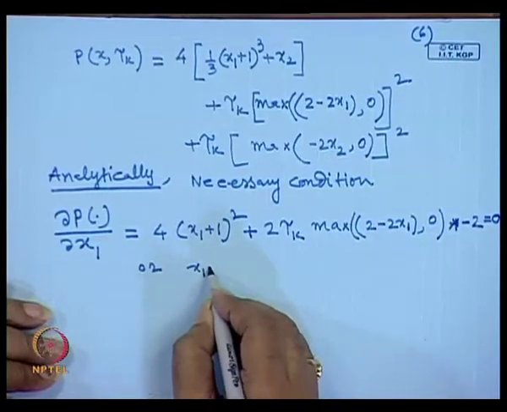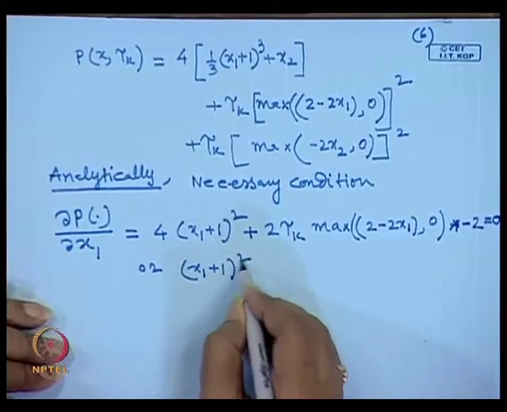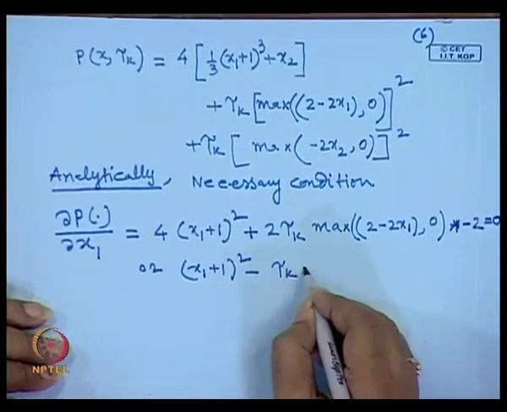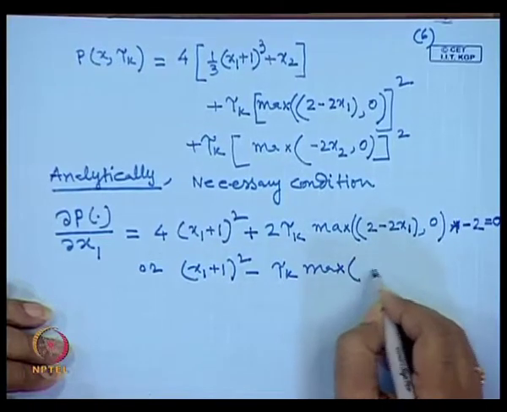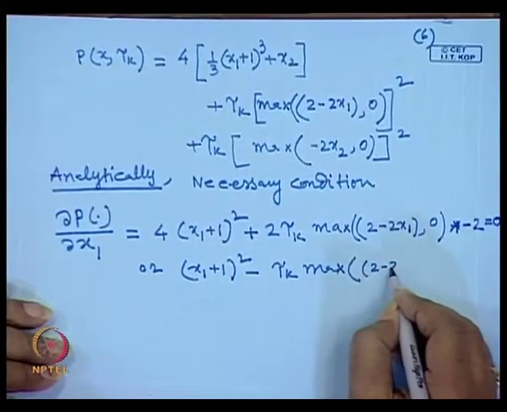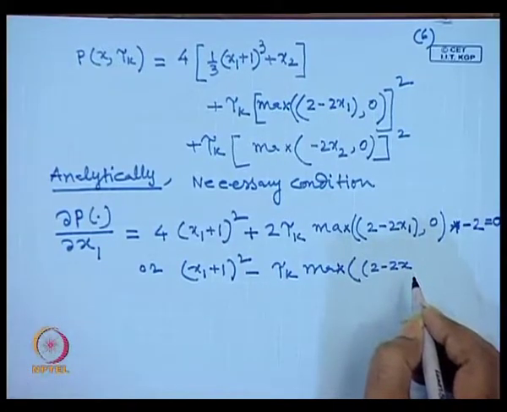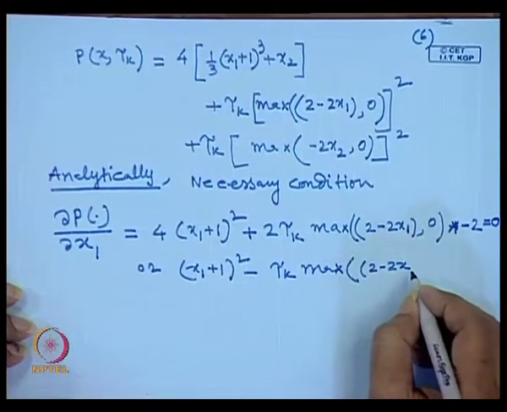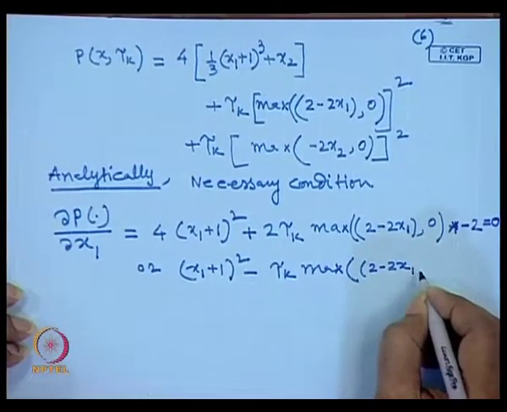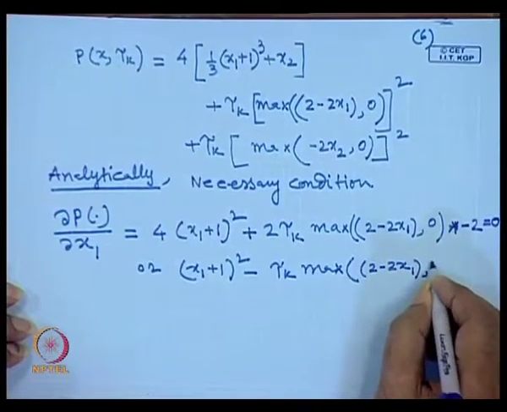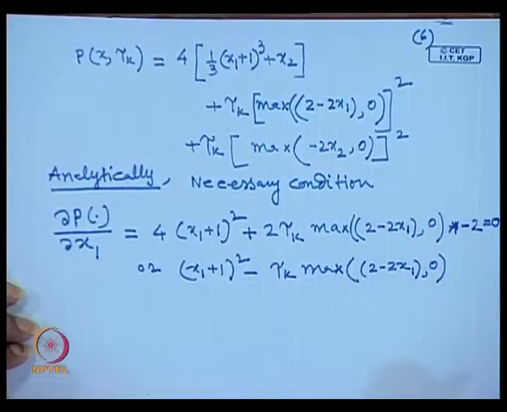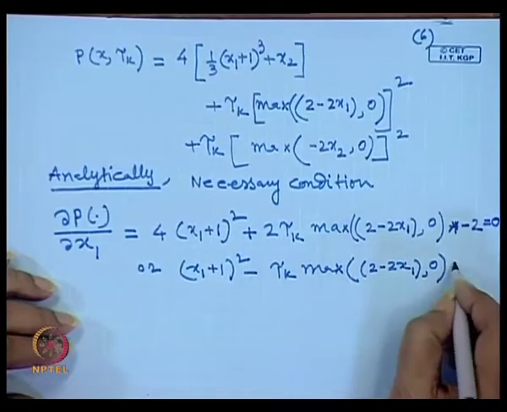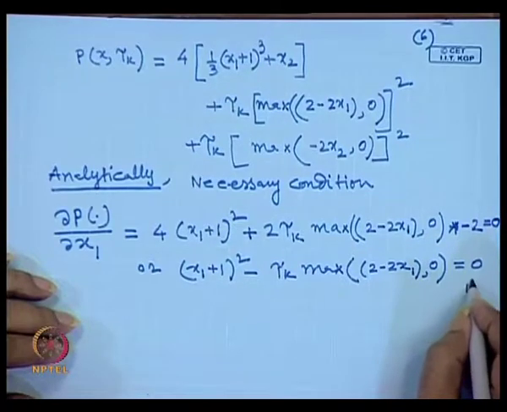So, I write (x 1 plus 1) whole square minus tau k max(2 minus 2 x 1, 0) this twice, agree. So, this is equal to 0. So, let us call this equation number 1.